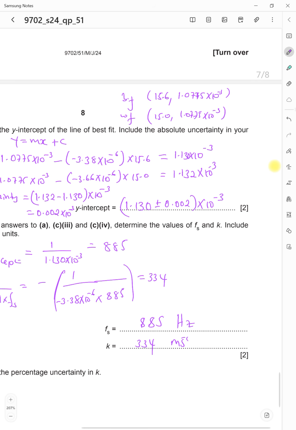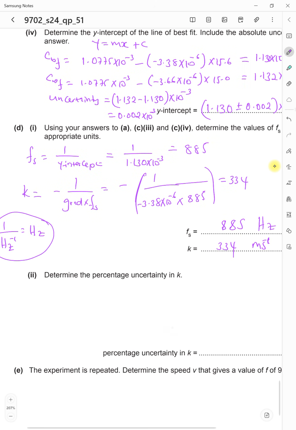The units for k, I'm deriving the units for k. It is 1 over gradient, which is hertz power minus 1 divided by velocity, which is meters per second, then times fs, which is hertz. So per hertz and hertz, this one cancels out, then this one goes up. So it becomes meters per second. Okay, so I think these answers are going to be correct.